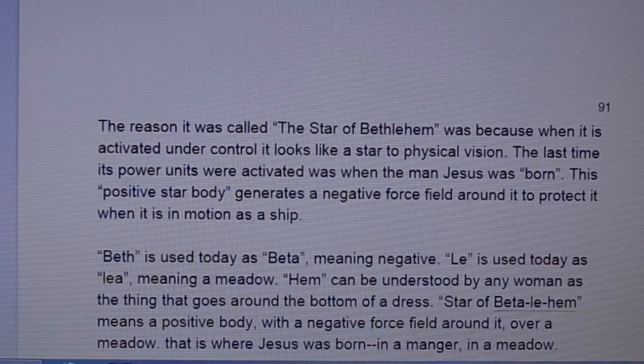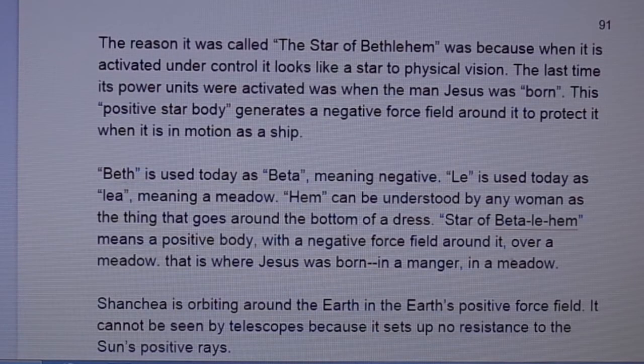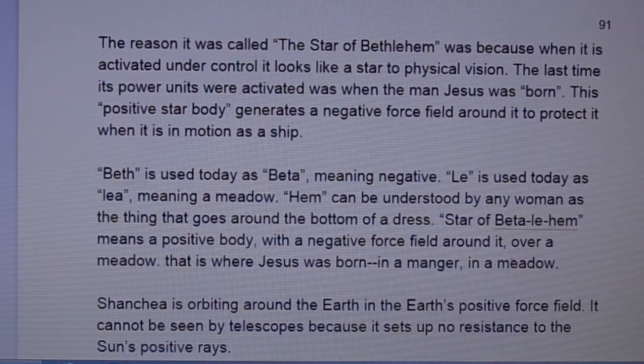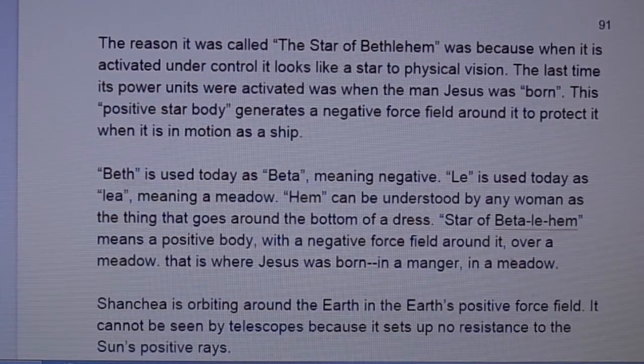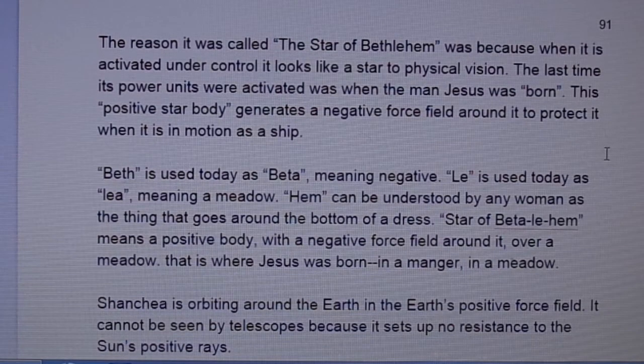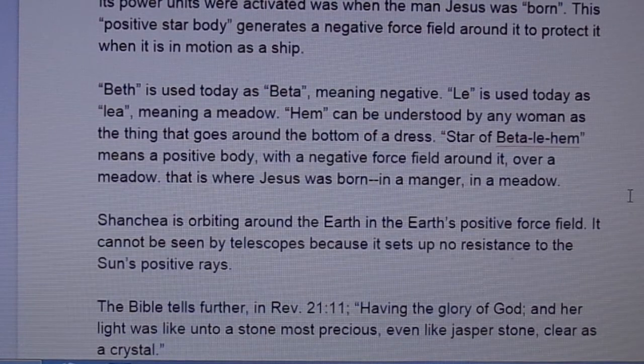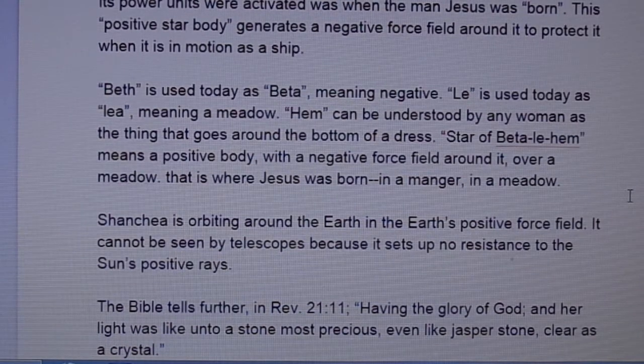The reason it was called the Star of Bethlehem was because when it is activated under control, it looks like a star to physical vision. The last time its power units were activated was when the man Jesus was born. This positive star body generates a negative force field around it to protect it when it is in motion as a ship. Beth is used today as beta, meaning negative. Le is used today as Leah, meaning a metal. Him can be understood by any woman as the thing that goes around the bottom of a dress. Star of Bethlehem means a positive body with a negative force field around it over a meadow. That is where Jesus was born, in a manger, in a meadow.